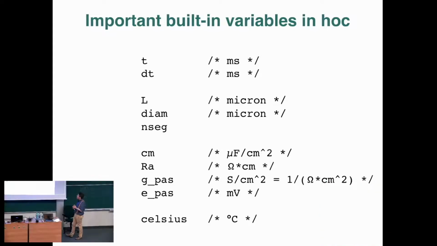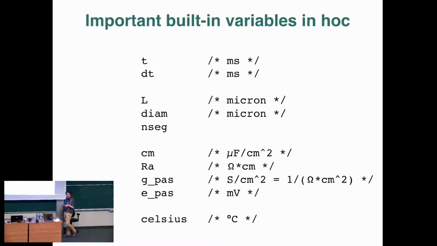Okay, so here are typical variables that we have to deal with. There's a global time in the simulation. It's called t. There's a time step. We just changed that to make the simulation artificially run slow. It's dt, both in milliseconds. Then there's geometry things like length and diameter. The capitalization does matter. So capital L it is and lowercase diam, and they're all in micron by convention. NSEG has no dimensions, just counting how many segments you have per section. CM lowercase is the membrane capacitance. RA, capital RA, is the axial resistivity, intracellular resistivity.